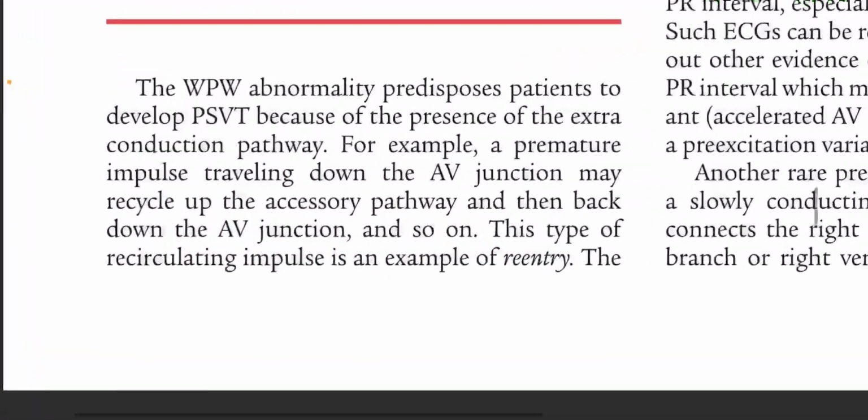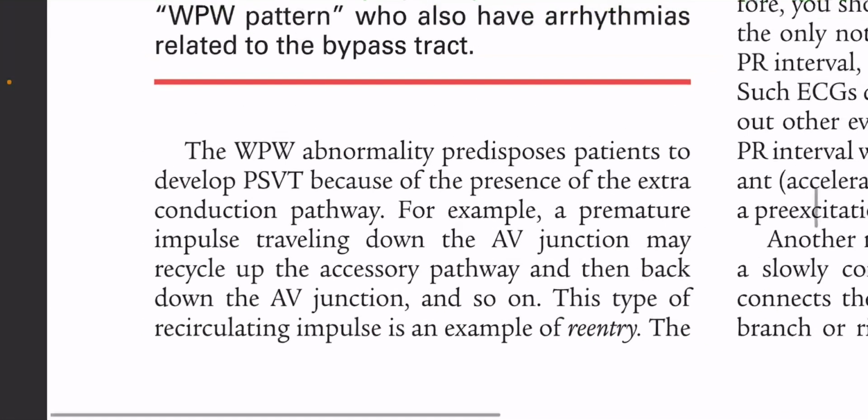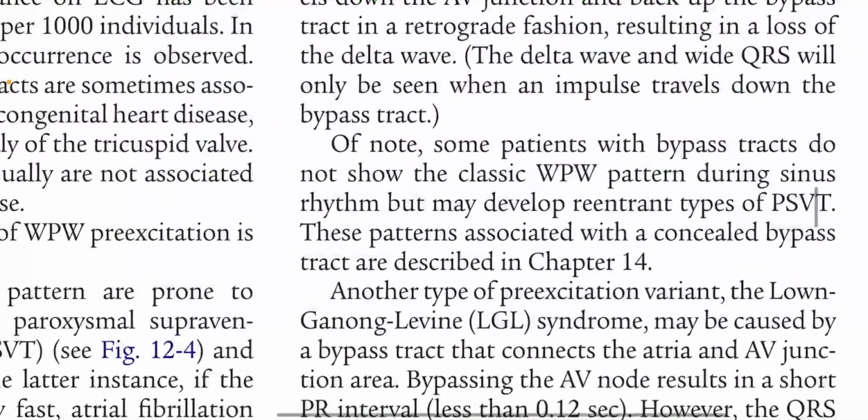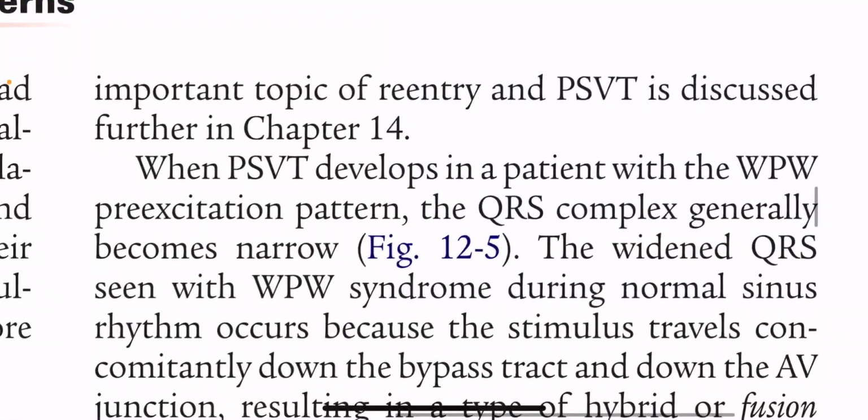আচ্ছা নেক্সট. The WPW syndrome abnormalities predispose patients to develop PSVT because of the presence of the extra conduction pathway. For example, a premature impulse traveling down the AV junction may recycle up the accessory pathway and then back down the AV junction, and so on. This type of recirculating impulse is an example of re-entry. The important topic of re-entry and PSVT is discussed further in chapter 14.